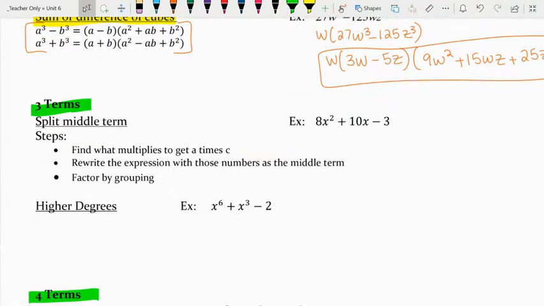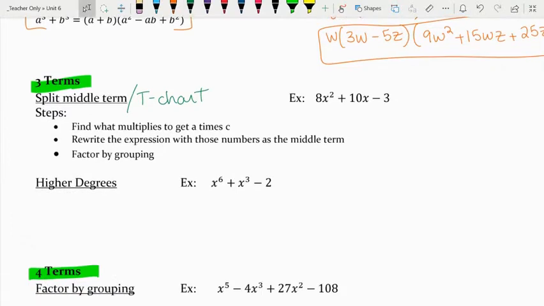Now, for trinomials, you have to remember, I'll always pretty much do parts. Again, here are some instructions for it, but essentially, all you do is first times last, which is negative 24. You need to multiply to that and add to 10. And then we would pick 12 and negative 2.